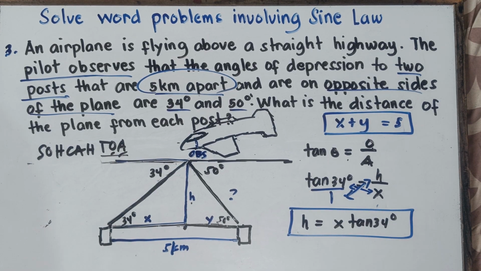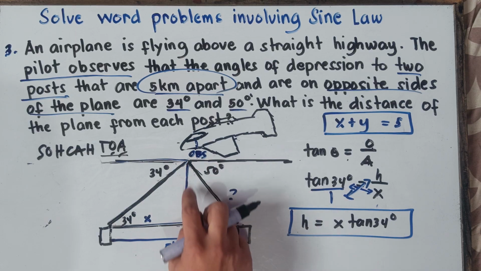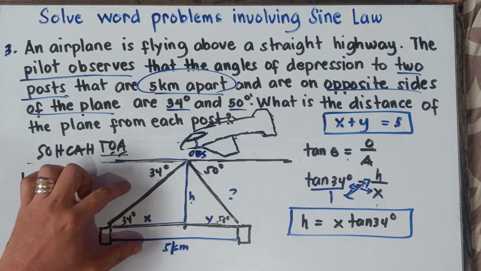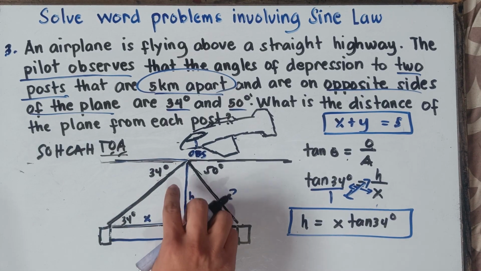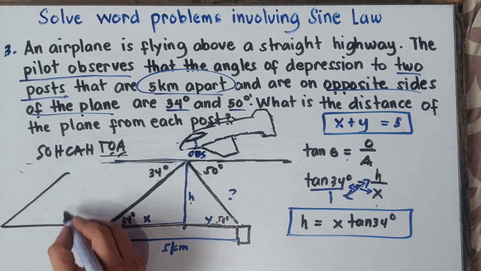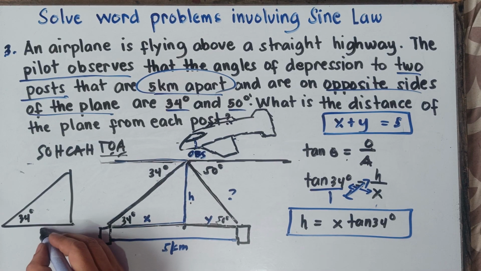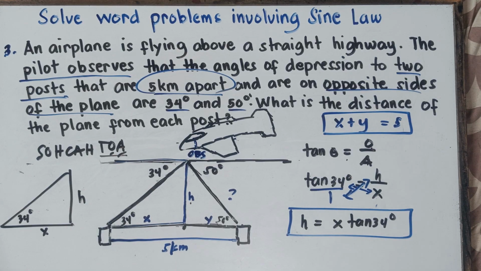And then the second equation is from the second triangle, this one right here, class. Let me just draw that one. I hope you understand this one. A while ago, class, let me draw this first for you to understand. The first triangle, class, this one right here: this is 34 degrees, this is x, and this is h.